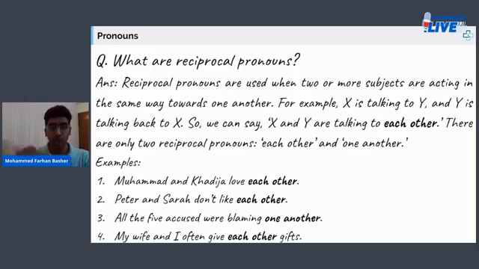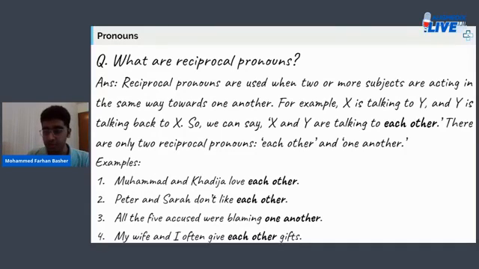Now, take a look at these examples. Muhammad and Khadija, they both are loving, right? Muhammad is loving, Khadija is loving. Both are basically doing the same action. But towards whom are they taking this action? They're taking this very action towards each other, right? So each other is a reciprocal pronoun. Peter and Sarah don't like each other. Peter doesn't like Sarah. Sarah doesn't like Peter, right? So they don't like each other. They're taking the same action of not liking, and this same action is directed towards each other.